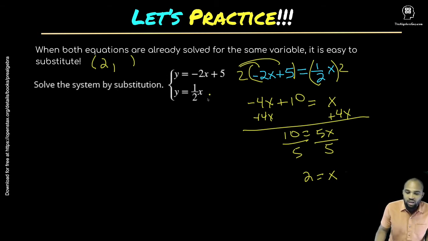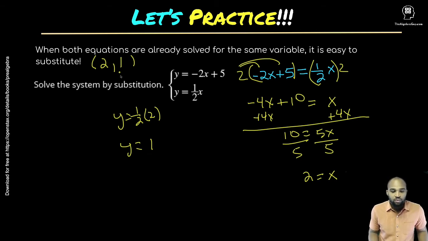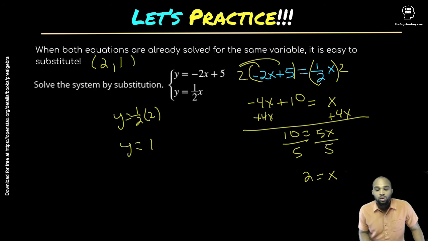To find my y, I just plug in 2 in place of x here on the bottom or here on the top. It doesn't matter. This looks even easier, so I just plug 2 here. What's 1/2 times 2? Well, you might be able to get that in your head, but I'll write it out just to be sure we see it. 1/2 times 2, y is going to equal 1. Because you've got 2 halves, half and half is going to make a whole. There is your solution to that system.